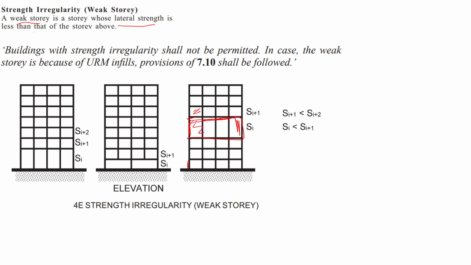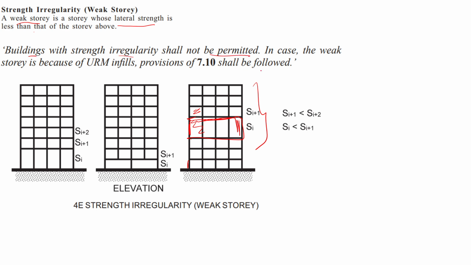So what happens? The strength mismatches. So there won't be stiffness possibly. So that is the reason what we need to do: you should make it uniform. That is a very important thing. And if it is there, the buildings with strength irregularities shall not be permitted.